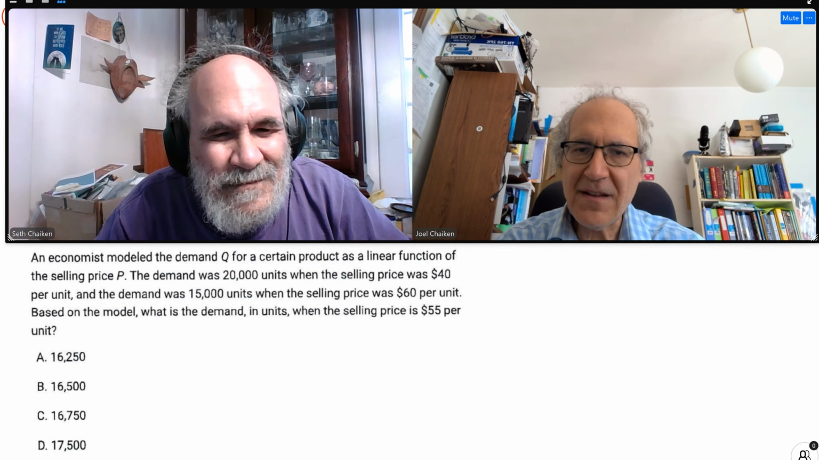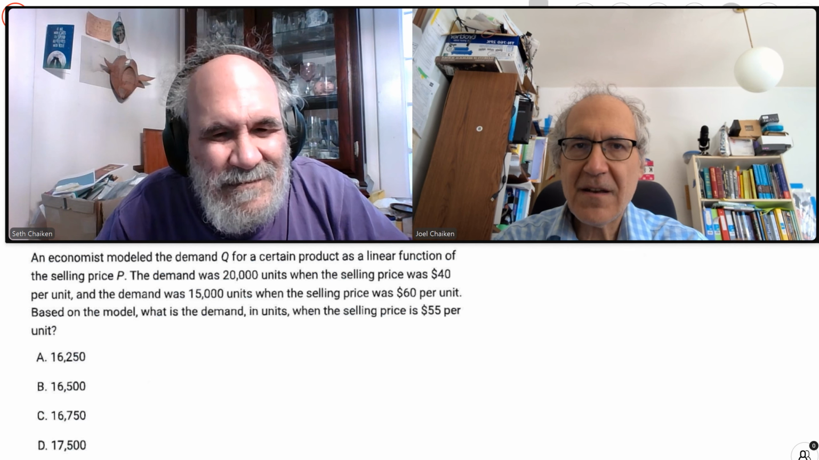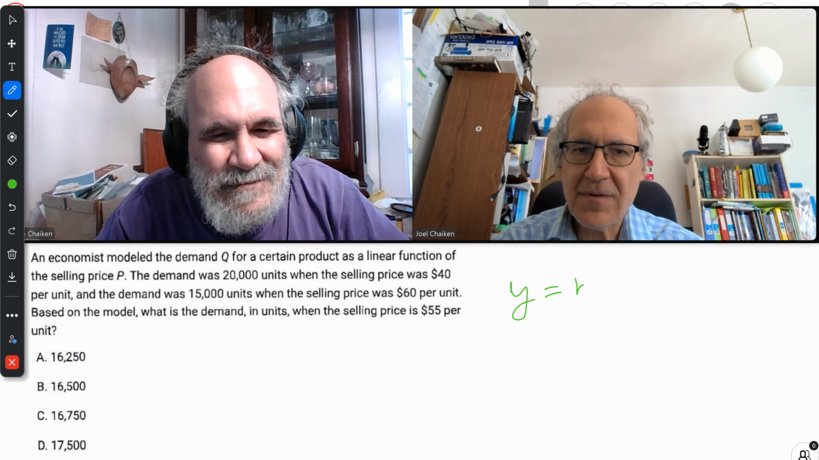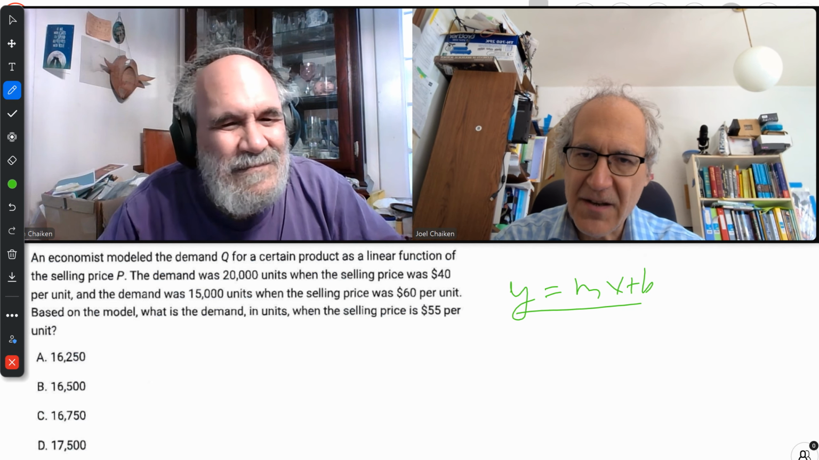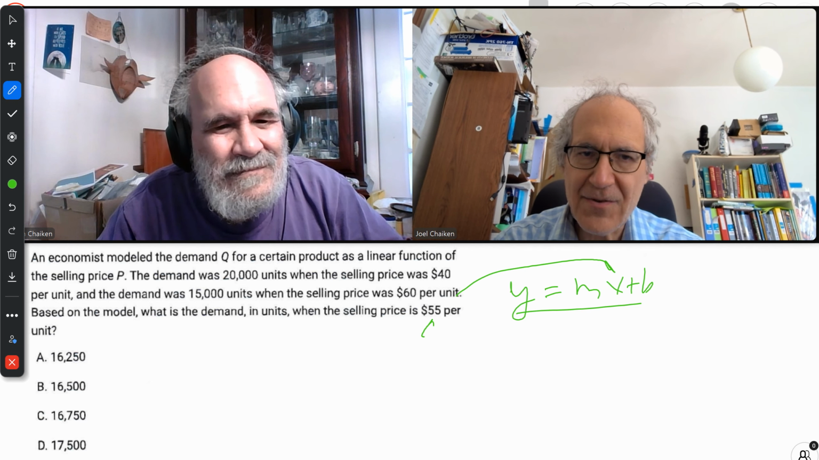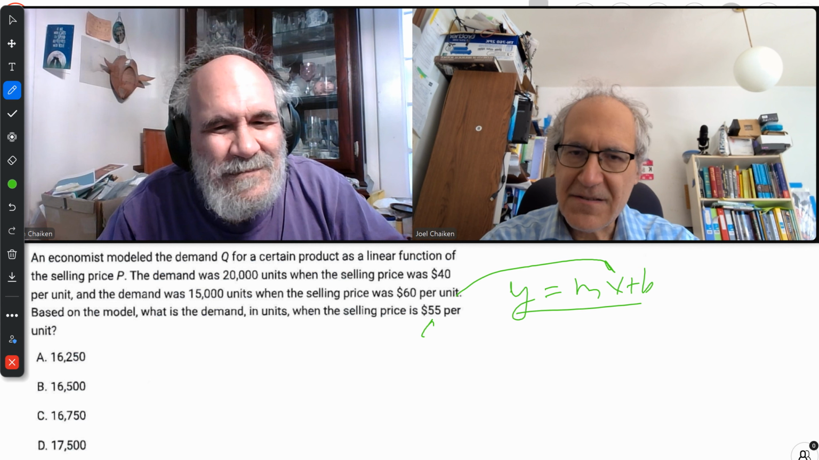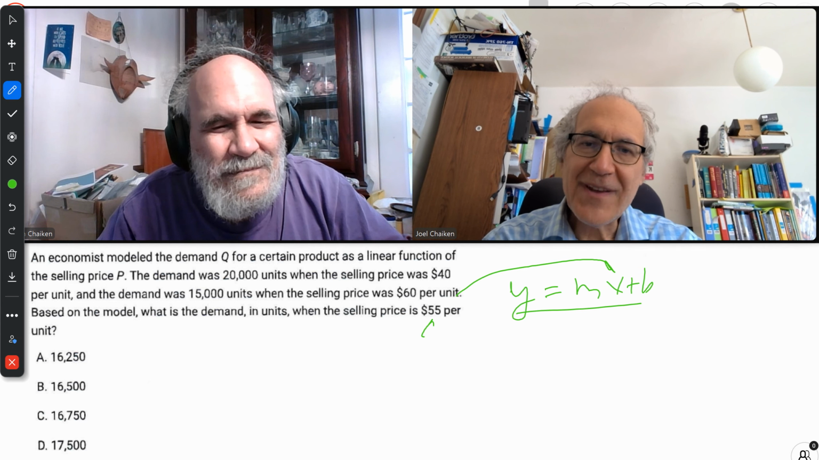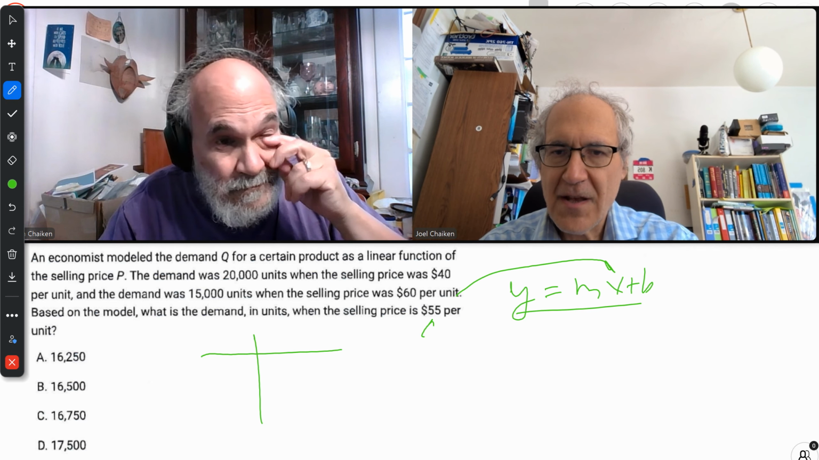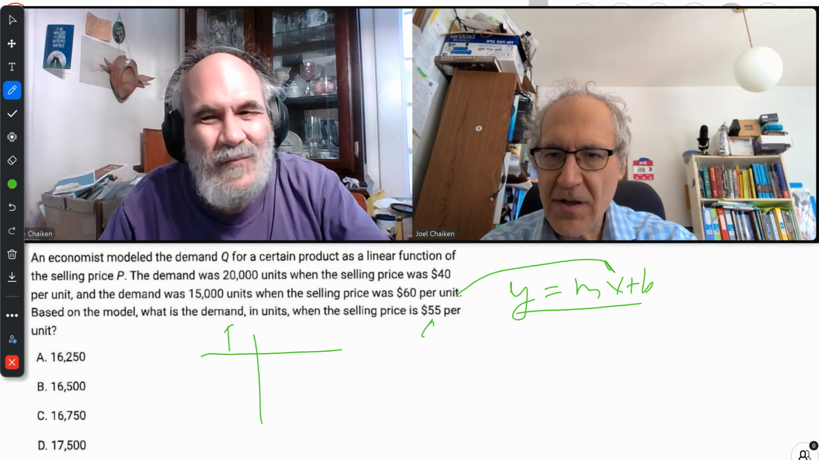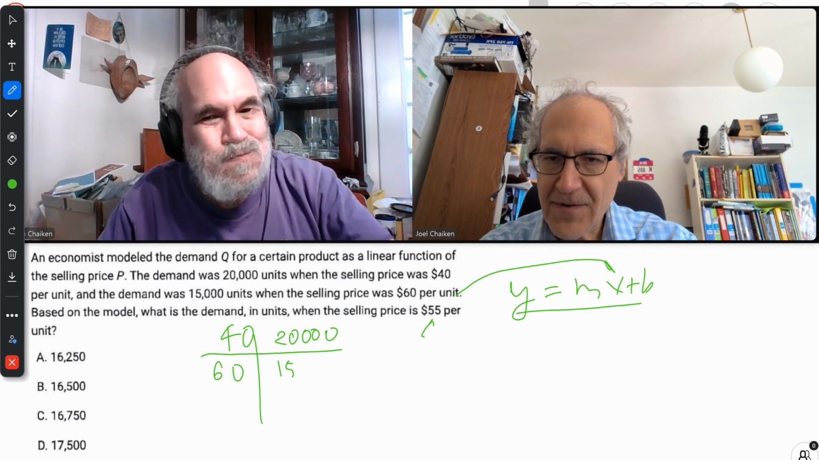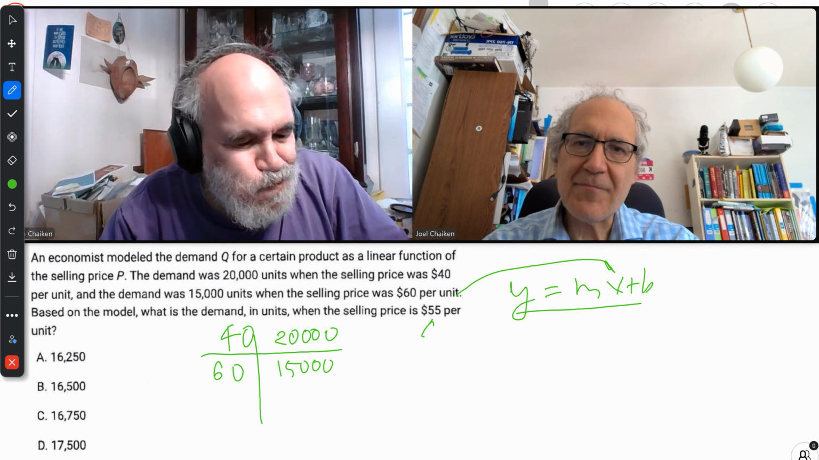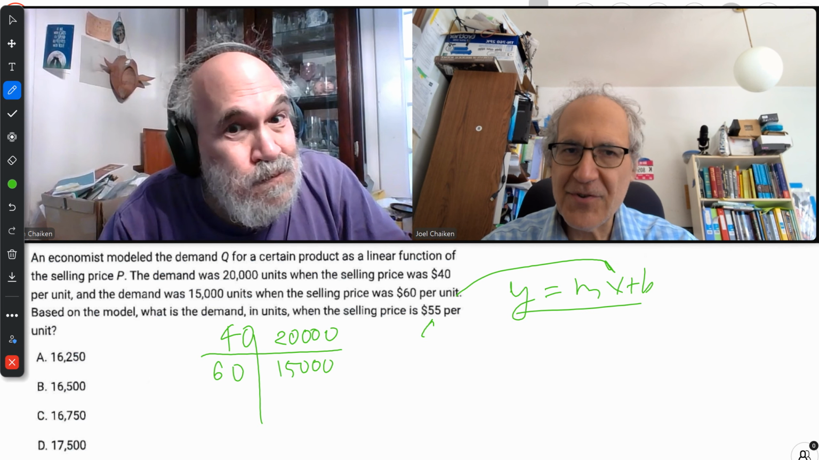The standard way is to write the equation y = mx + b. This is a linear equation. Figure out the equation, and then put the 55 in for x, and you get the answer. That's not a bad way. You can also use Desmos. We can make a table in Desmos with demand 40 and 20,000, and then 60 and 15,000, and play the Desmos game, and we can get the equation.